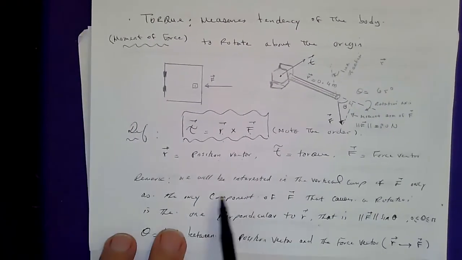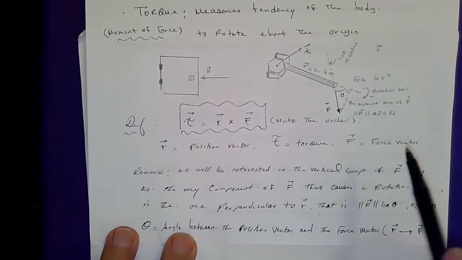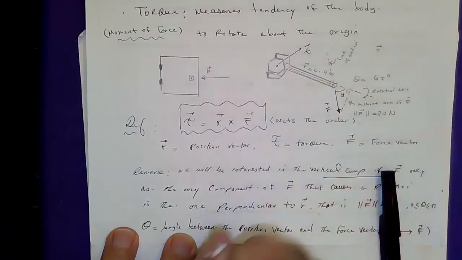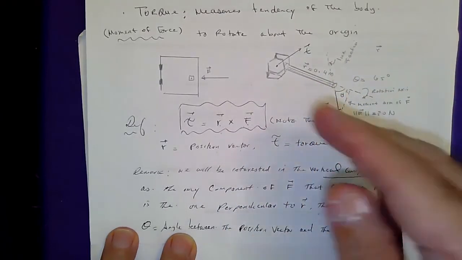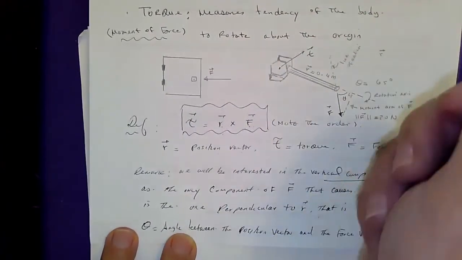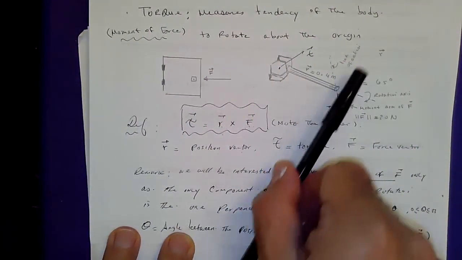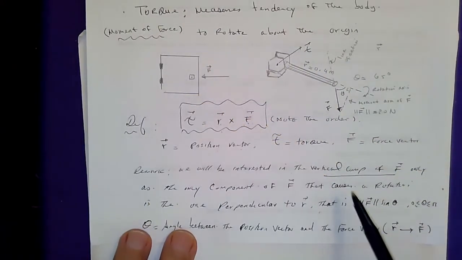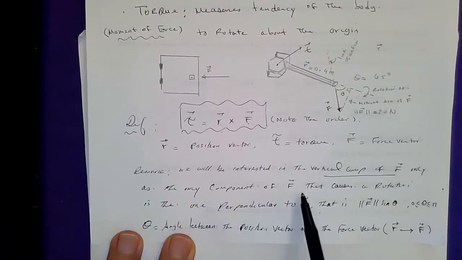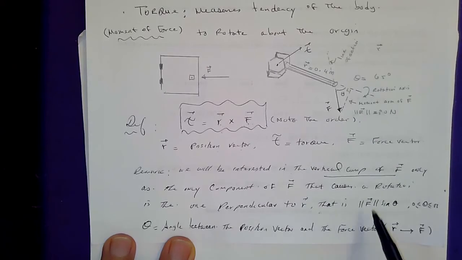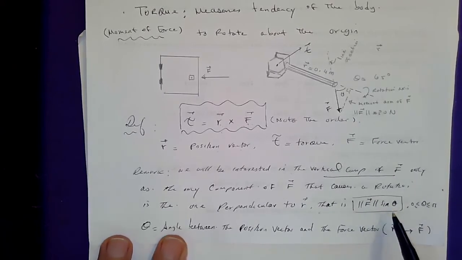We will be interested in the vertical component of the force. Remember, force is always applied perpendicular to the arm, not horizontally, because if you apply the force horizontally, nothing happens. You have to apply the force perpendicular in order for it to create a rotation, and that ultimately creates a torque. So the only component of F that causes rotation is the one perpendicular to R. That is the magnitude of F times sine of theta, not cosine of theta.